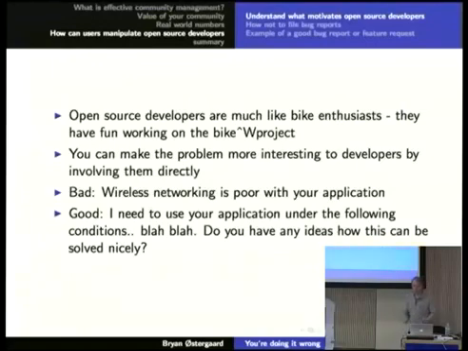So don't go tell open source developers something like wireless networking is poor with your application. First of all, it doesn't describe the problem at all. The developer at the other end doesn't know what you're trying to do or anything. You need a lot more information, but it's also really, really boring. Who cares if somebody I don't know has poor Wi-Fi reception? I mean, not my problem, right?